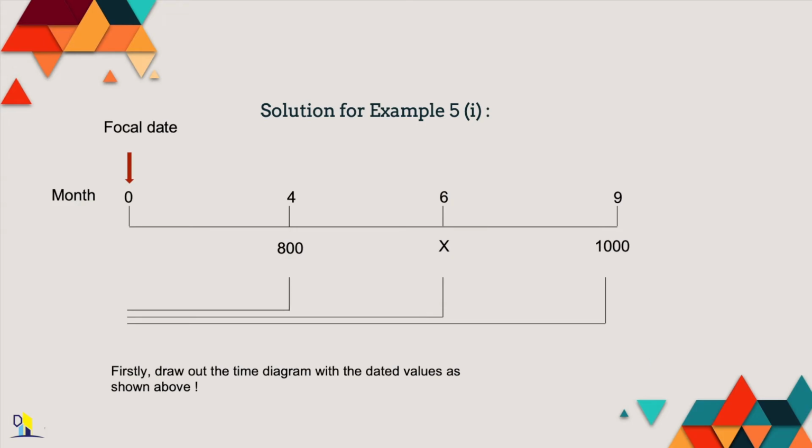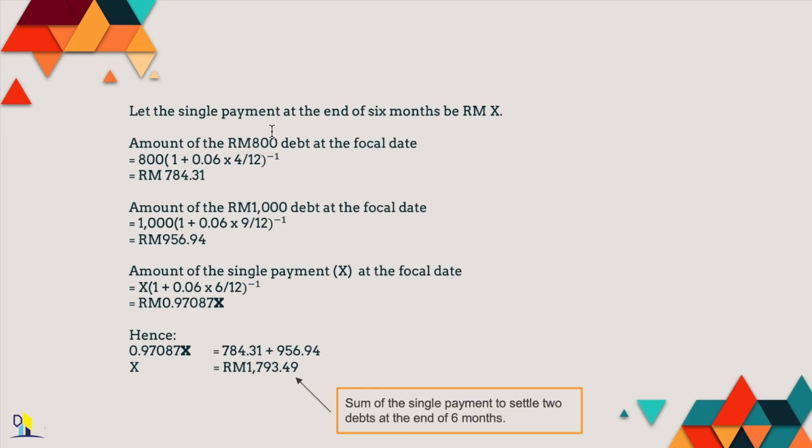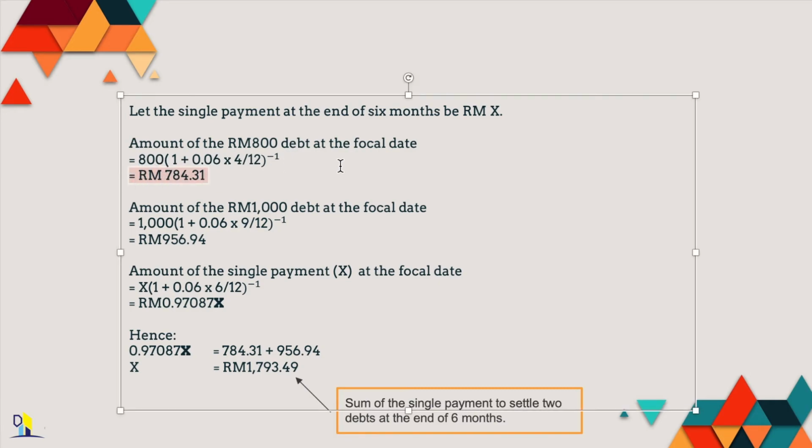So amount of the 800 debt at the focal date: 800 ringgit times (1 + 0.06, that's our interest rate, times 4/12, because that is due in 4 months) to the power of -1, we get here 784.31. So that is the amount of the 800 debt at the focal date.